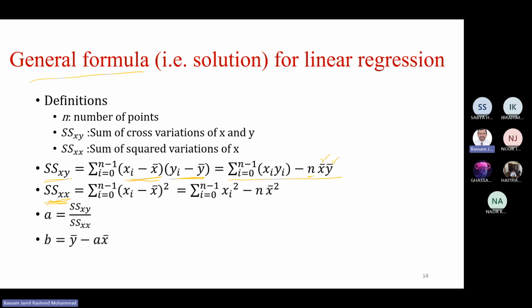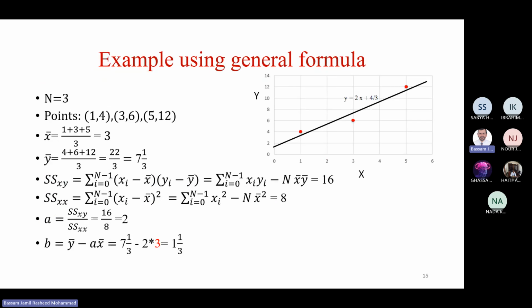We need to compute as well the squared variation of x. Instead of x and y, we do x twice here. Again, this is the simplified formula. If we do those, then A becomes SS_xy over SS_xx, and then B is evaluated as such. So let's go to our example.